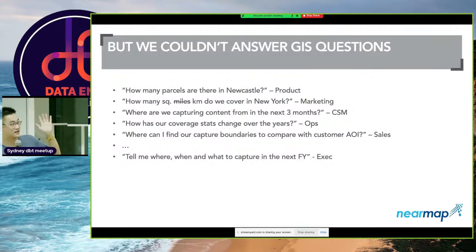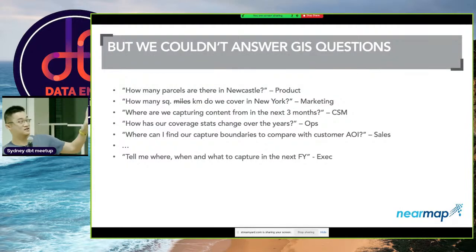Things like how many parcels are there in Newcastle? It's actually a hard thing to do. Of course you can go to some government website and try to find one number, right? But what if you want a specific kind of parcels? You need the data there. You need multiple data sets, and you need a place for compute for you to extract that insight.